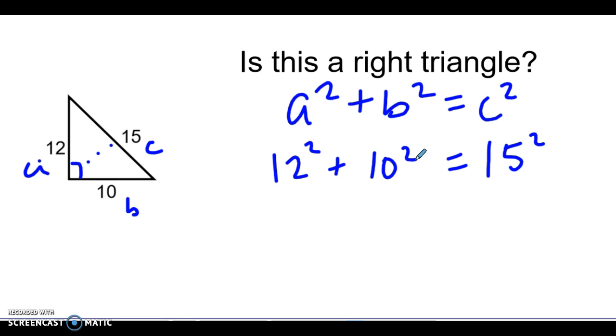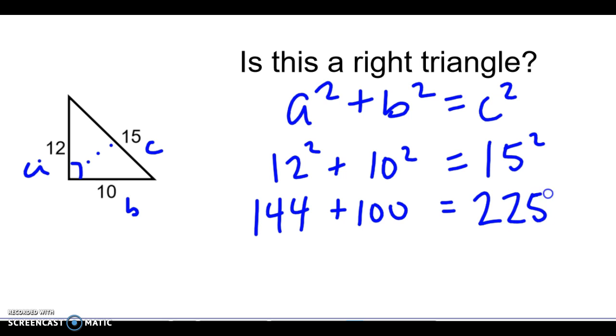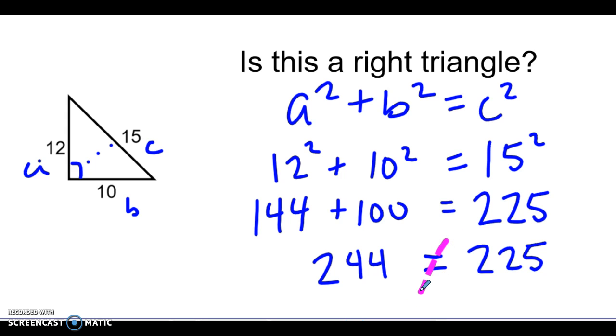Okay, so we are going to now solve this out. 12 squared is 144. 10 squared is 100. And 15 squared is 225. So you're going to add these two together on this side, which is 244. This side is 225. Is that a true statement? 244 equals 225. Nope, it's not. So this is not a right triangle. It's usually a yes or no question, but this is how you prove it.